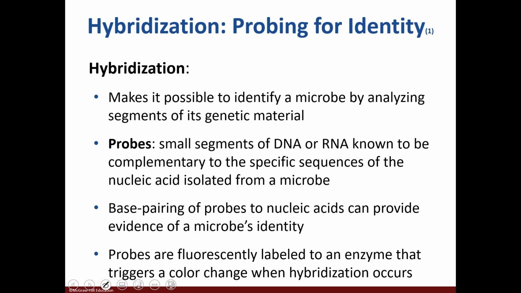Hybridization analyzes certain portions of a genome and assists in the identification of a microbe. Probes, which are small segments of nucleic acids, bind to the specific sequences that were isolated from a microbe. The base pairing can help in the identification process, along with color change.